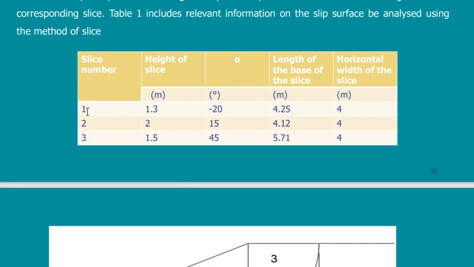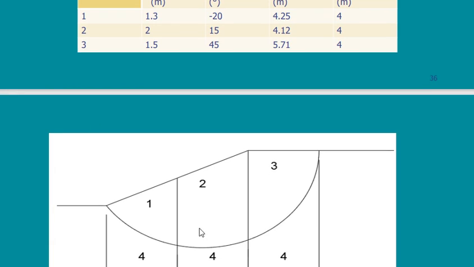So our slope is divided into just 3 slices. Of course, this is for understanding, but 3 slices is very, very small. In a slope like this, I would not take fewer than 6 or 7 slices to get a reasonably good calculation. But this is just to understand. This is the start slice, this is the end slice, and this is something in between.